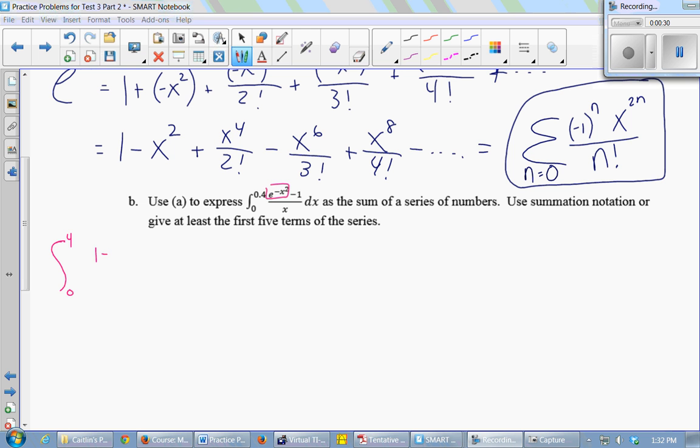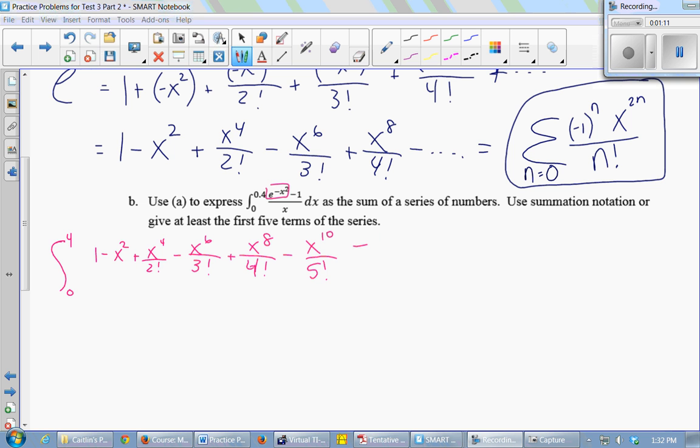of 1 minus x squared plus x to the 4th over 2 factorial. And it says I'm going to have to give at least 5 terms. So I'm going to write down at least 5 terms of this series. And actually, I'm going to write down 6 terms because when I subtract the 1, that one's going to go away. So I have plus x to the 4th over 2 factorial minus x to the 6th over 3 factorial plus x to the 8th over 4 factorial minus x to the 10th over 5 factorial. That's 1, 2, 3, 4, 5, 6 terms, so that ought to do it.